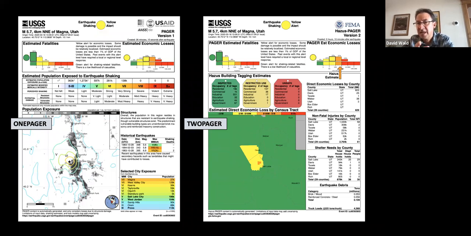The catch is that HAZUS is only running in the US, so we can only do this for domestic earthquakes. So internationally, the PAGER system is the only thing that we have to rely on. And it's, again, a general tool, but it's very important for a heads up of whether this is a green, yellow, orange, or red earthquake for response purposes.